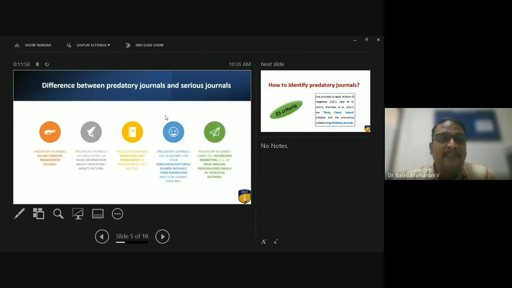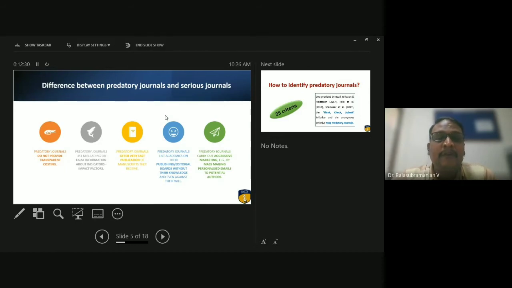First one is they don't have transparency in the processing fee. In all the predatory journals, they never mention the processing fee on a page of the website, or it will be hidden inside a sub icon. You have to find out where the processing fee is and how we can submit it. So this is the first sign by which you can find out that it is a predatory journal.